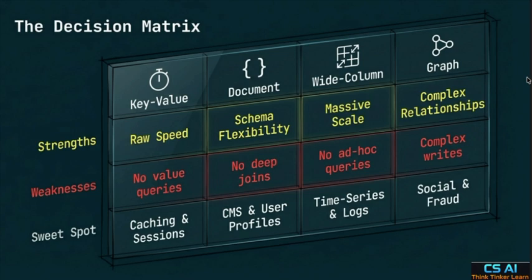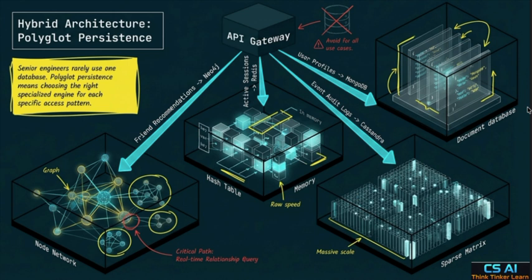Here's your decision matrix. Key value is for caching and sessions. Document is for user profiles and CMS flexibility. Wide column is for massive logs and time series at scale. Graph is for social networks and fraud detection. Understanding the weaknesses, like documents' lack of deep joins or wide column's lack of ad hoc queries, is what makes you a senior architect. Senior engineers rarely use just one database.